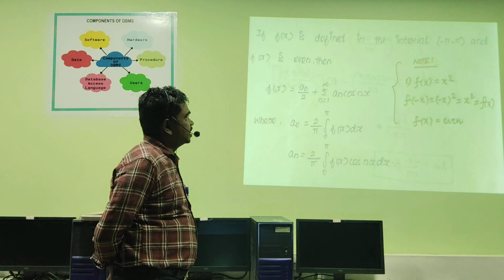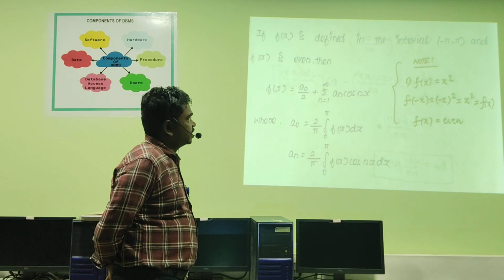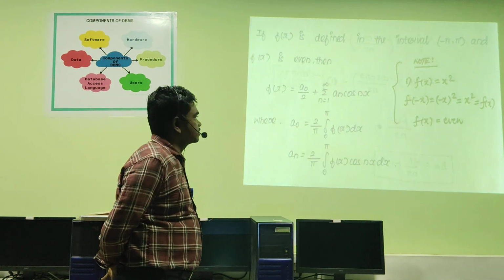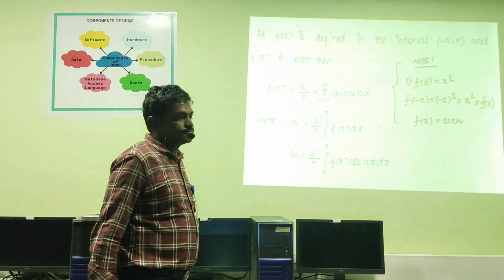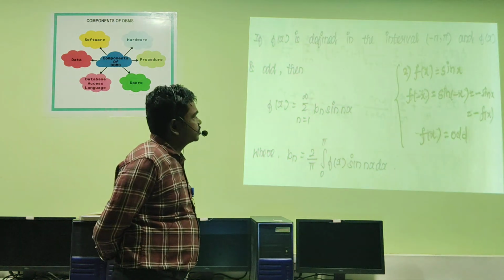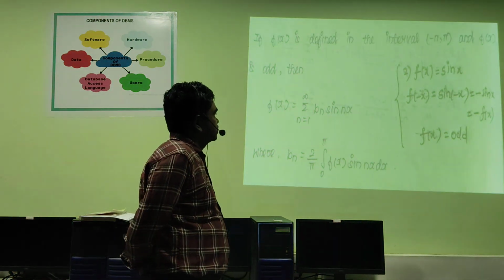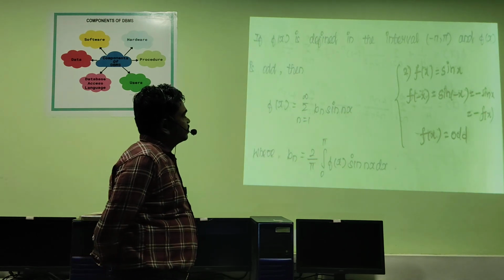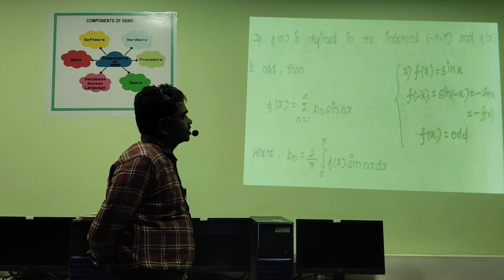So this is a special case for the interval minus pi comma pi. When the function is even, the formula is given here, and then the same procedure applies for an odd function in the interval minus pi comma pi. So first, how do we define the odd function?